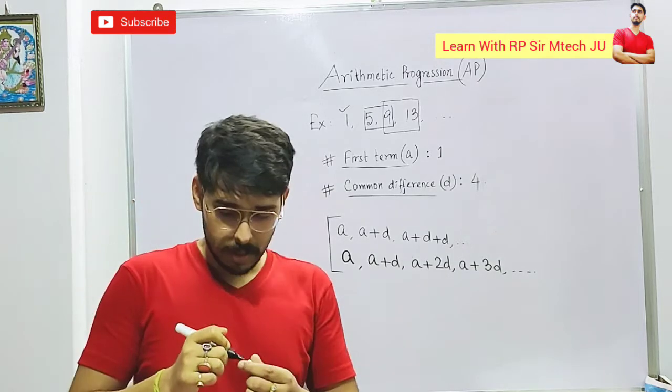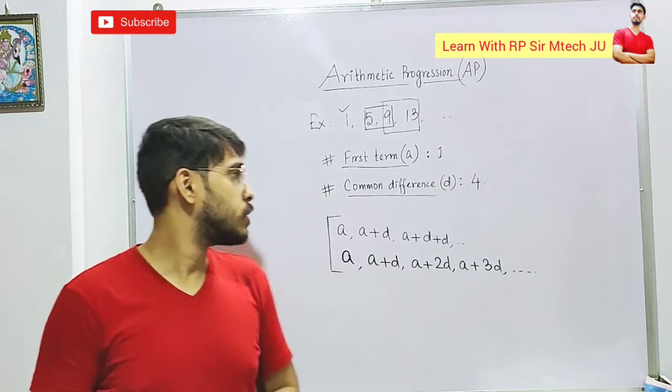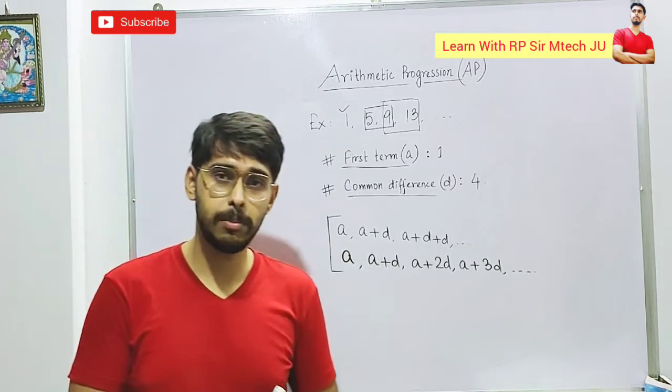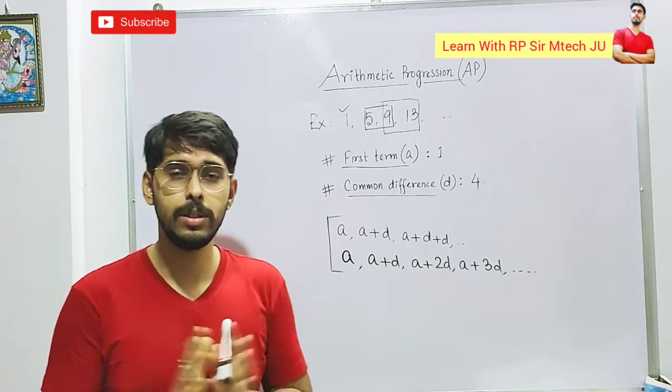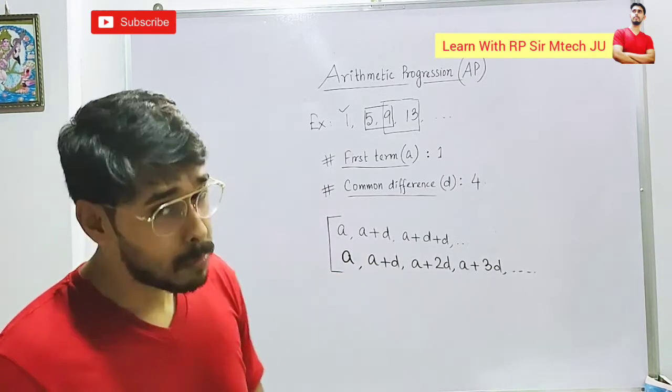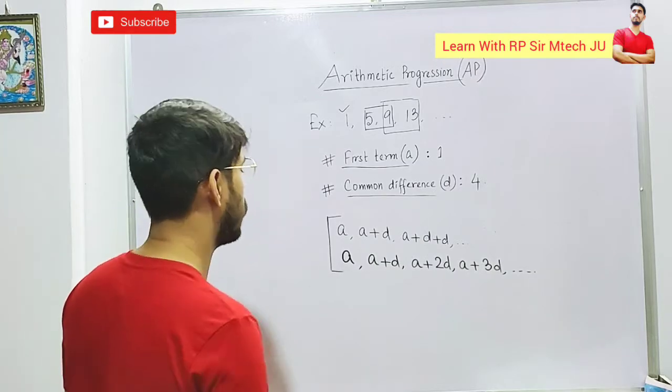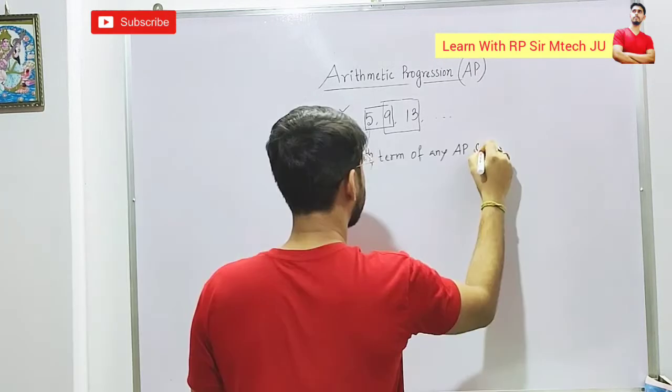Now, two things we have to remember in case of an AP. Two formulas, very very important, and all the questions will be done. Sab questions ban jayenge. Bas do formulas we have to remember. What are the two formulas? Let us find out.